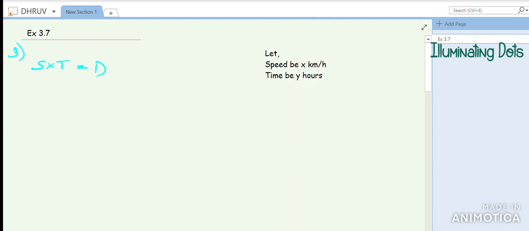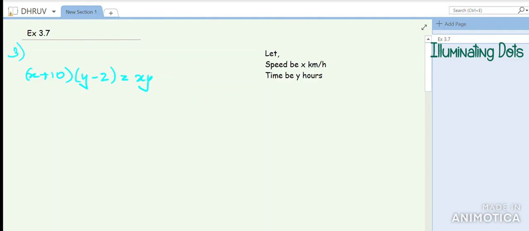Now, so speed into time is equals to distance. Speed was x kilometer per hour and time was y hours, so our original distance would be xy. So this is our original distance here, keep that in mind. Now the first part, if the train would have been 10 km per hour faster, it would have taken 2 hours less than the scheduled time. So we know the speed as x. It was increased by 10 km per hour, that is plus 10. After it, the time gets reduced by 2 hours. So y is the time, and since it gets reduced, minus 2 is equals to distance. So the original distance is xy.